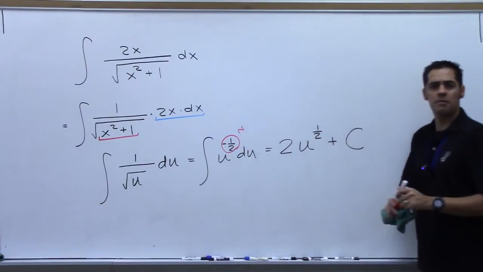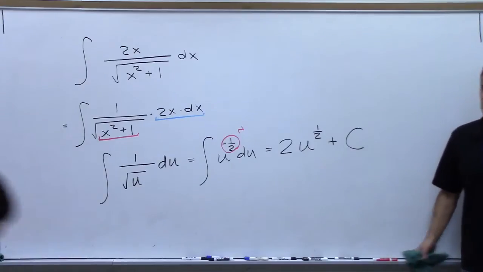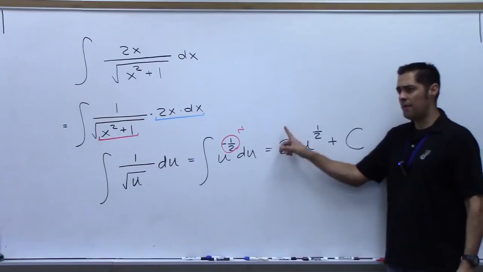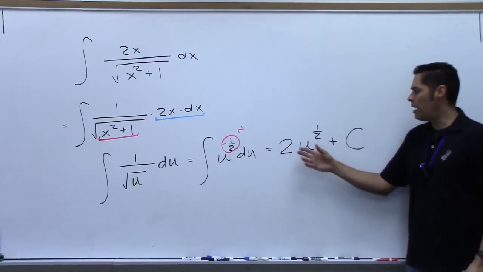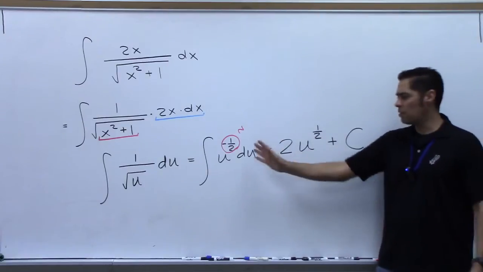Negative 1/2. So you're going to add 1 to that. Add 1 to negative 1/2, and you get positive 1/2. 1 over 1/2 in the front would be 2. So I'm assuming that you've got this stuff down now, that you've practiced it enough that you're comfortable.